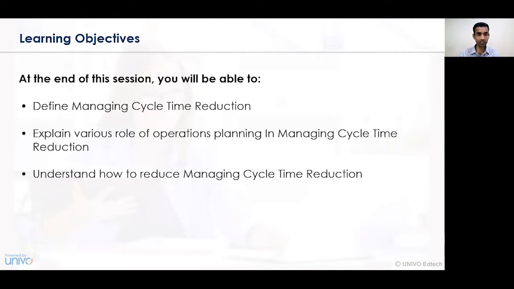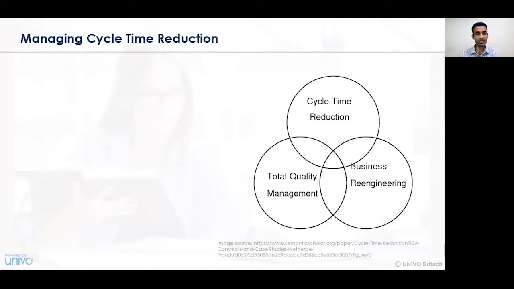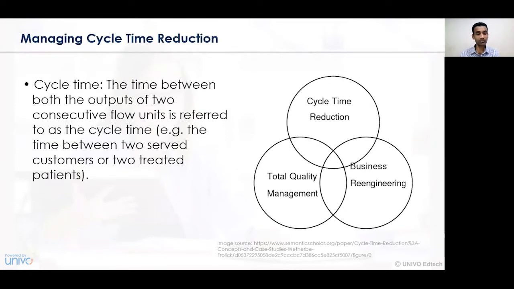Now let's begin with our learning. Firstly, we'll understand what we mean by managing cycle time reduction. The cycle time, which means the time between the output of two consecutive flow units, is referred to as the cycle time. That is, the time taken between two served customers or two treated patients is called the cycle time. So in a manufacturing organization, when we conduct any activity, the time taken between a process of activity for an input and output is called the cycle time.